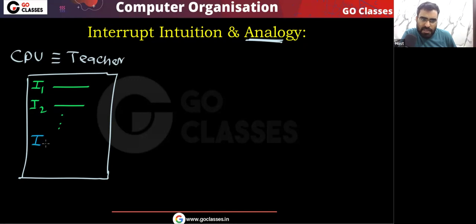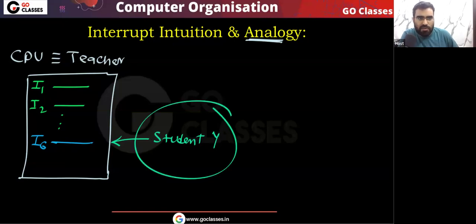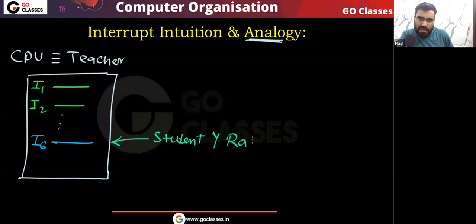Let's assume that when CPU is executing I6, during this instruction execution, some student is raising a hand. Let's assume there is a student Y, meaning IO device Y, for example, a keyboard or maybe a mouse. So student Y raises a hand, maybe to ask some doubt. Yes or no?